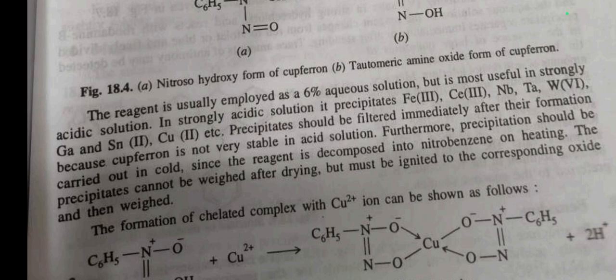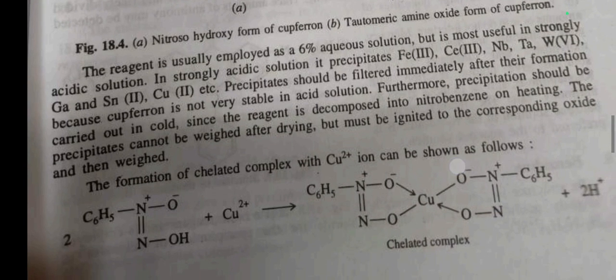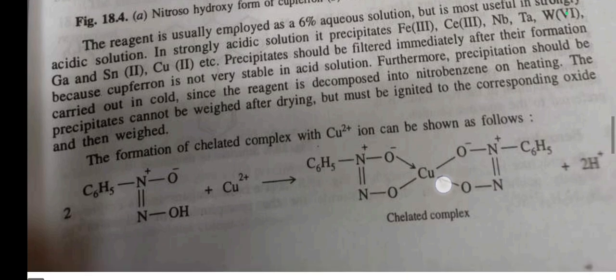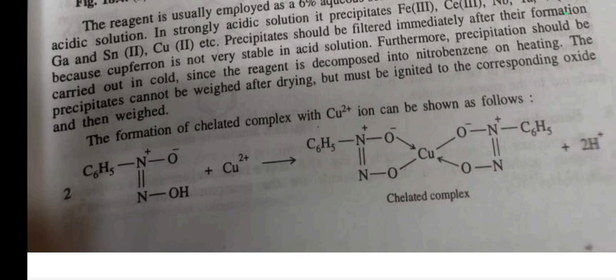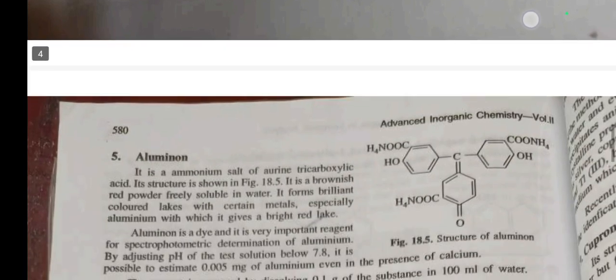Precipitates should be filtered immediately after their formation because cupferron is not very stable in acidic solution. Furthermore, precipitation should be carried out in cold since the reagent is decomposed into nitrobenzene on heating. The precipitates cannot be weighed after drying but must be ignited to the corresponding oxide and then weighed. The formation of chelated complex with Cu2+ ion can be shown as follows.